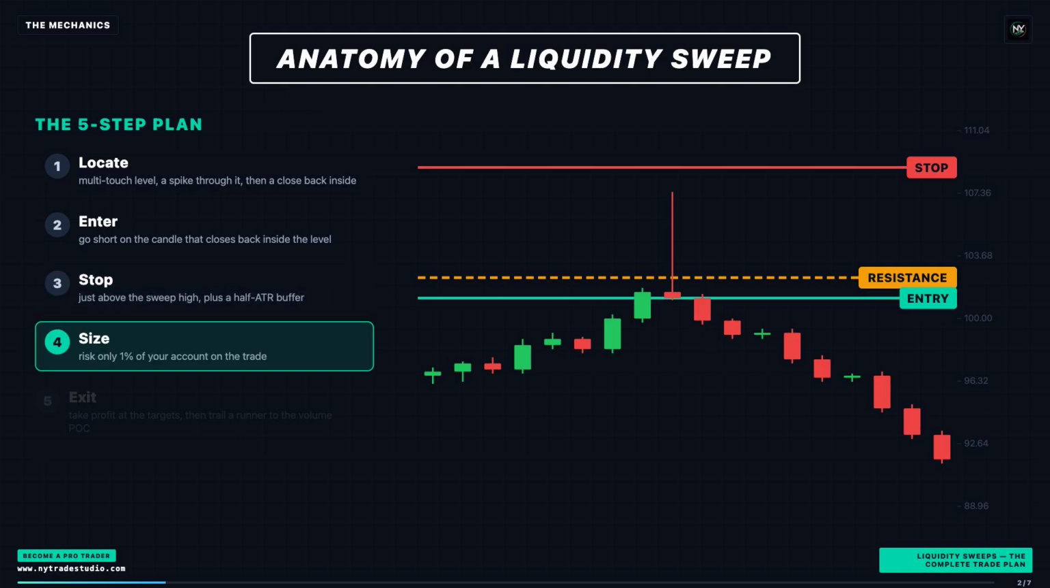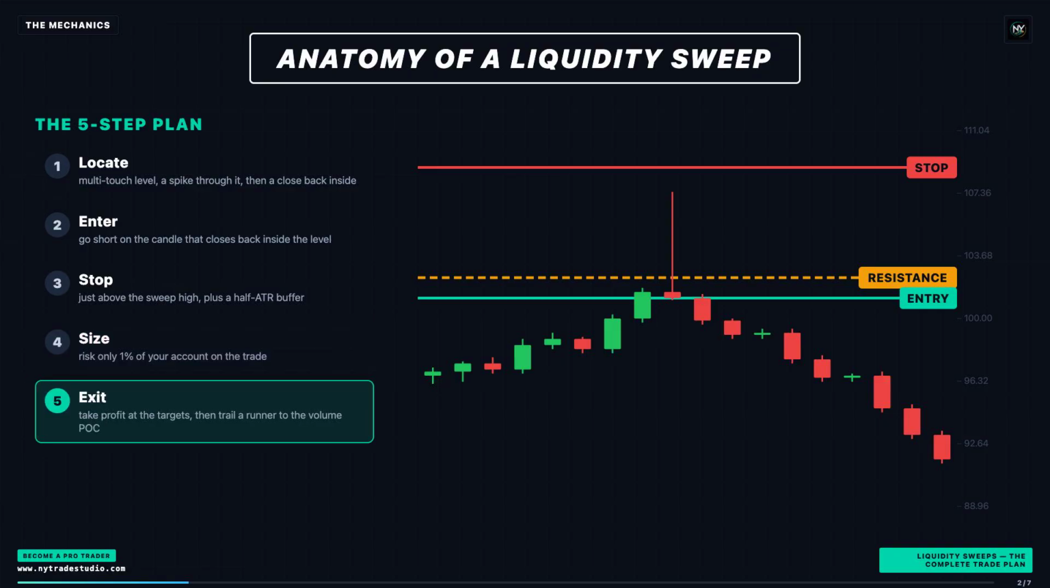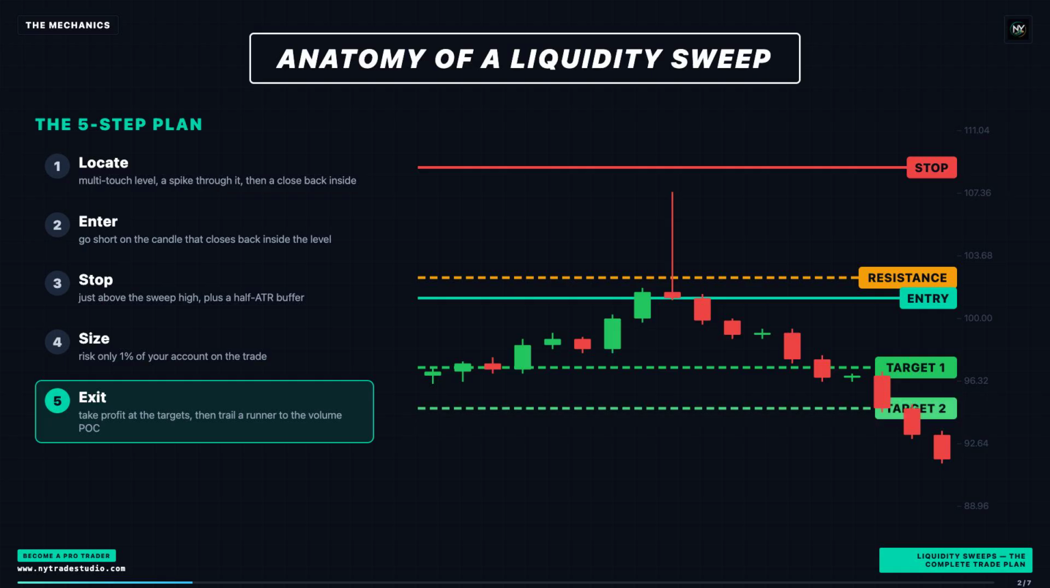Step 4. Size your position. You risk only 1% of your account on the trade. The distance from your entry to your stop decides how many shares you can buy. We will do the simple math on a real trade. Step 5. Your exits. You take profit in pieces: a first target, a second target, and then you trail a final runner down to the volume point of control. The price where the most shares traded, which acts like a magnet. Those 3 green lines are your targets. That is the entire plan.